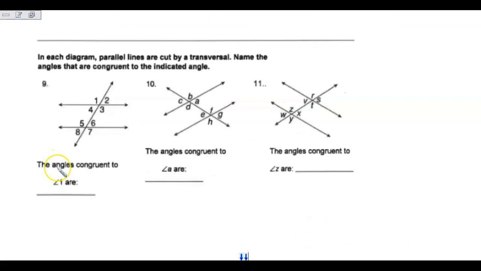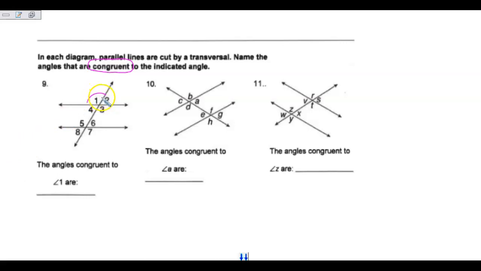Okay, then we're looking at this one. It says in each diagram, parallel lines are cut by a transversal. Name the angles that are congruent to the indicated angle. And congruent, we know, is exact same measure. Okay, so angle 1 is this one right here, and I want all the angles that are the same size as angle 1.